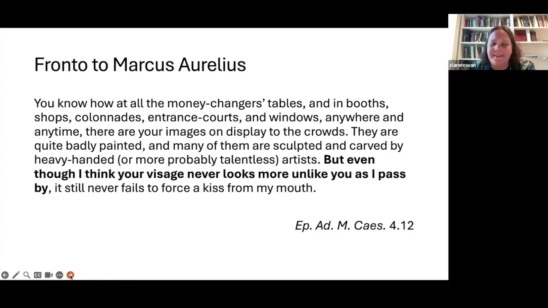My students love to study them. But in one of these letters, Fronto writes to Marcus Aurelius, and he says how at all the money changers' tables and in the booths, the shops, the colonnades, the entrance courts and windows, everywhere, your images are on display to the crowds. They are quite badly painted, and many of them are sculpted and carved by heavy-handed, or more probably talentless, artists.